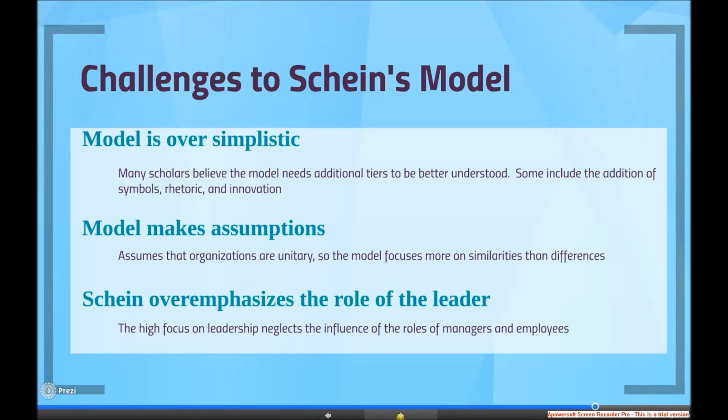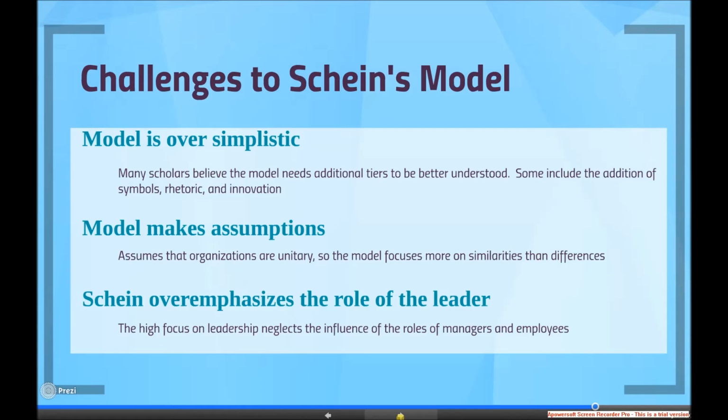The second challenge includes the assumption that organizations are unitarian in nature. Edgar Schein spent a lot of time talking about how organizations work together and focused a lot on the similarities, but in his initial work did not focus as much on the differences and the dissent that occurs within organizations.